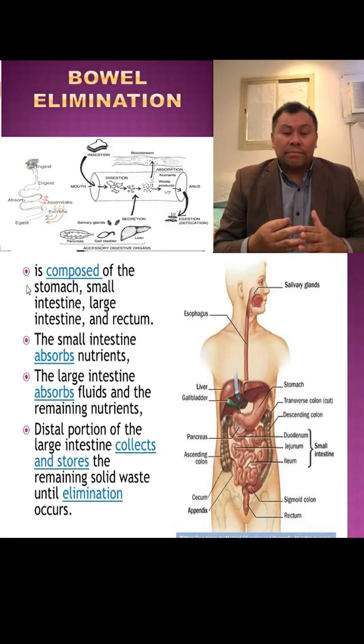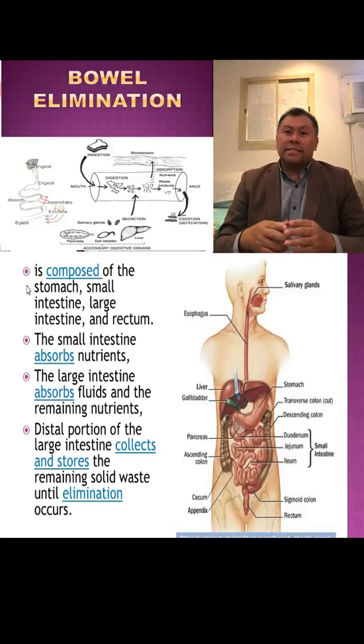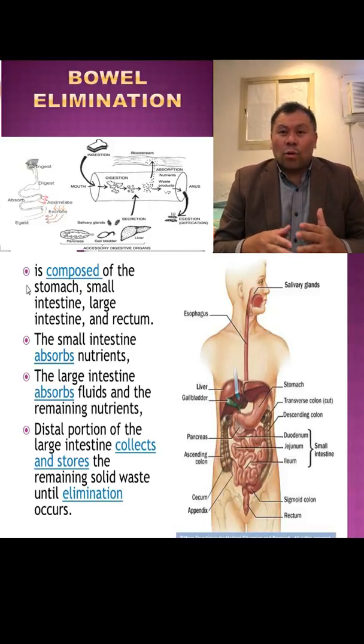Now, here, class, the GIT, or bowel elimination, is composed of the stomach, the small intestine, the large intestine, and the rectum. The small intestine absorbs nutrients. The large intestine absorbs fluid and the remaining nutrients, while the distal portion of the large intestine collects and stores the remaining solid waste until elimination occurs.